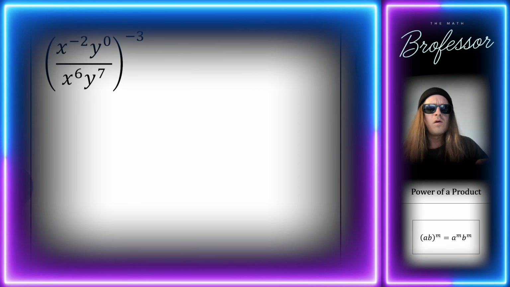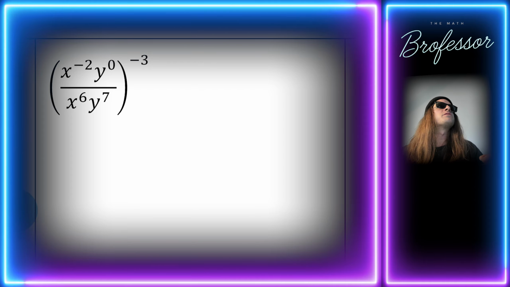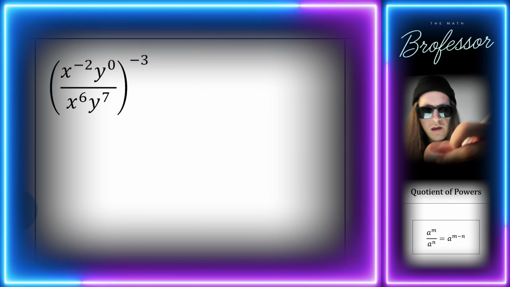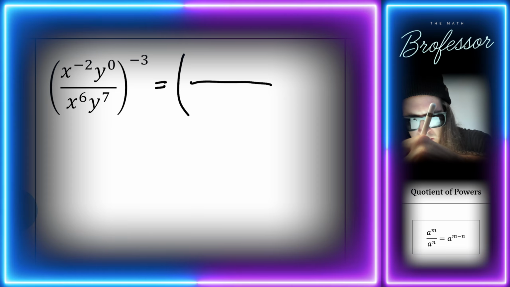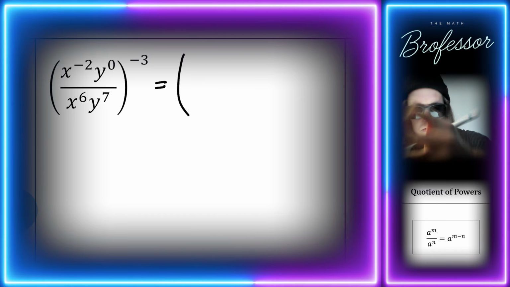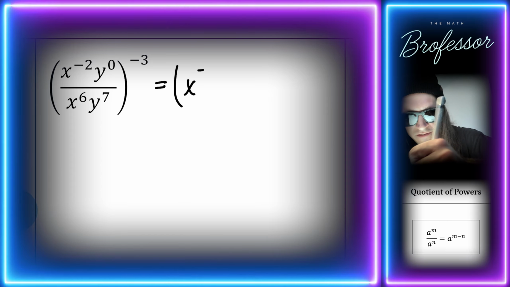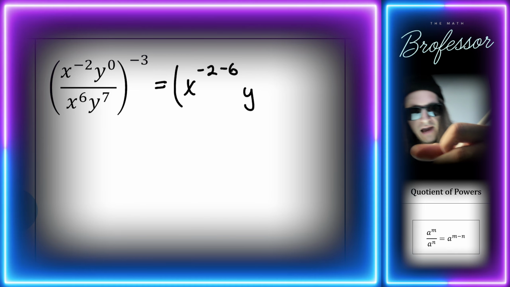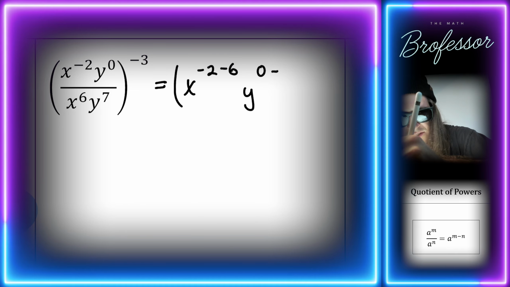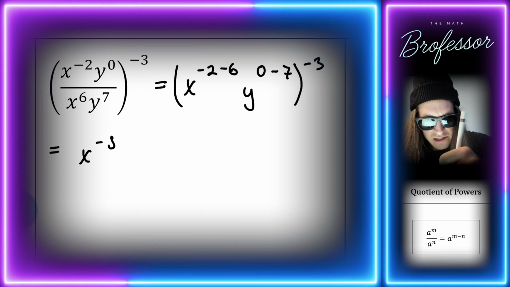Let's take a slightly different path on this one. The first thing I would do is use the quotient of powers property. Do your x's with your x's and your y's with your y's. So on the x's, I have, actually, how would you order this? This is how I would order this. -2 minus 6 for the x. For the y, I would have 0 minus 7 to the -3, right here like this. All right, subtracting those, -2 minus 6 on the x gives you x to the -8.